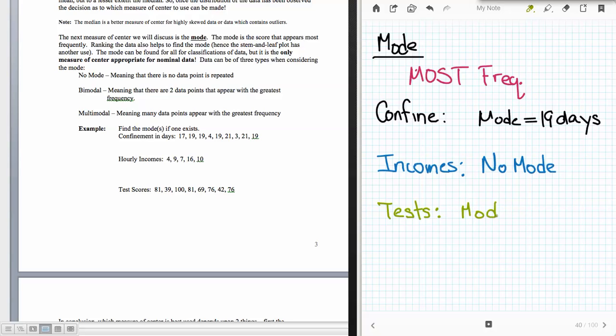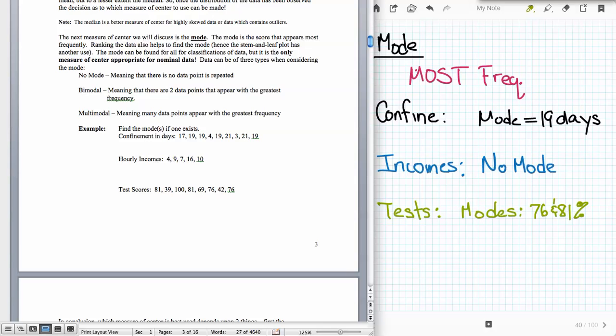So I'm going to write modes here, and I'm going to put a colon this time because there are a couple of them, and this time I'm going to put 76, and this is 81. So these are 76 and 81, and I would assume that these were probably percents, but it doesn't really indicate. So those are the modes. So the mode is very, very easy to do.